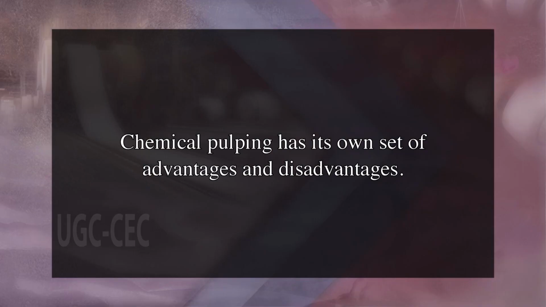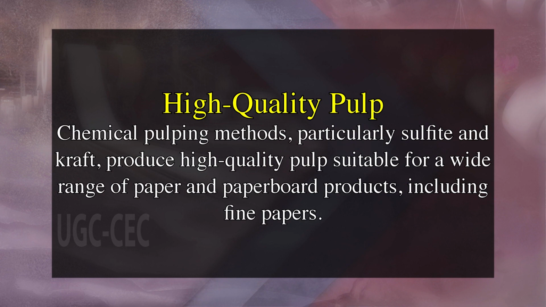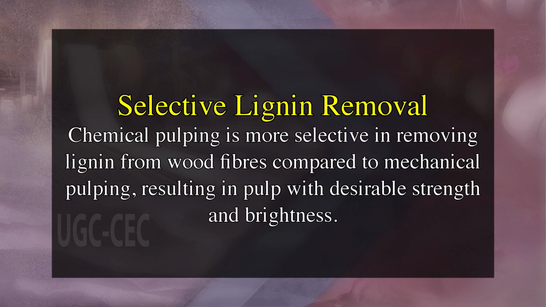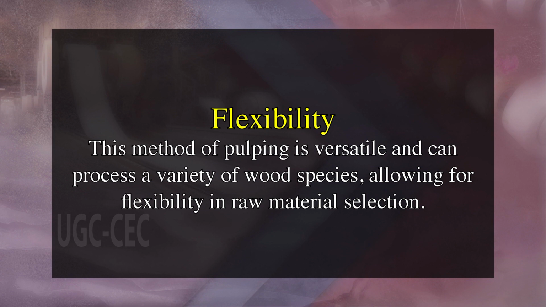Chemical pulping has its own set of advantages and disadvantages. The advantages include high quality pulp. Chemical pulping methods, particularly sulfite and kraft, produce high quality pulp suitable for a wide range of paper and paperboard products, including fine papers. Selective lignin removal. Chemical pulping is more selective in removing lignin from wood fibers compared to mechanical pulping, resulting in pulp with desirable strength and brightness.